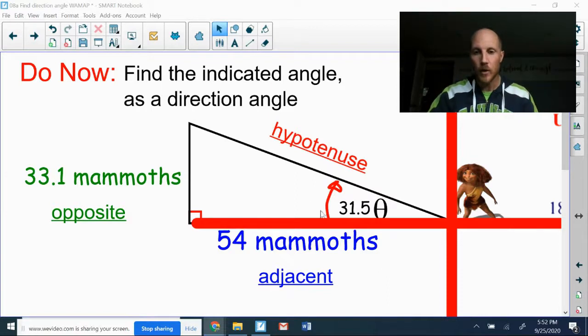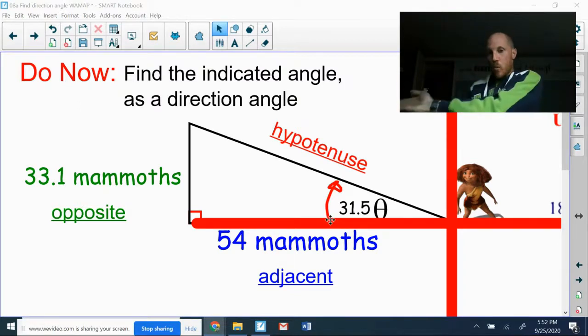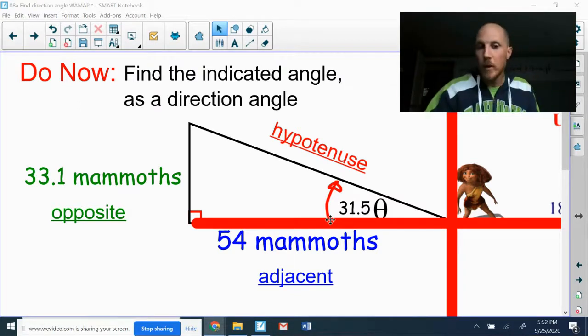Okay, so in this triangle, the x component is 54 mammoths, but that lines up on the negative side of the x-axis, and we had to rotate backwards, clockwise, to get to the hypotenuse, right? So there's our 31.5 degrees with our direction indicated. So that's not the direction angle, that's just the inside-the-triangle angle. That's the direction you had to go to get from the adjacent side up to the hypotenuse.